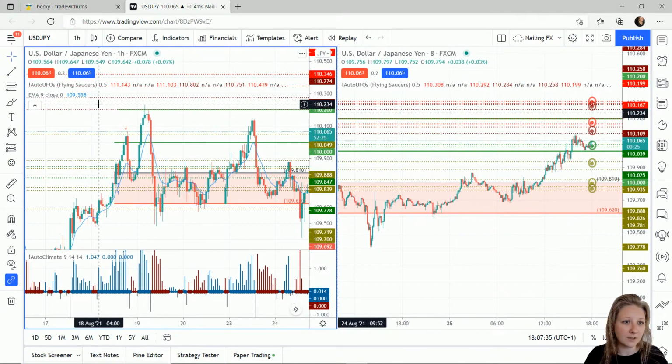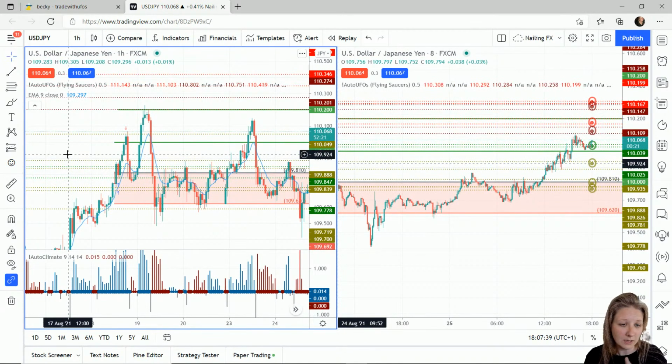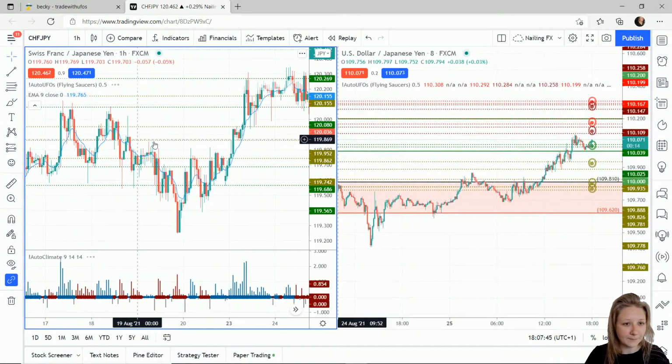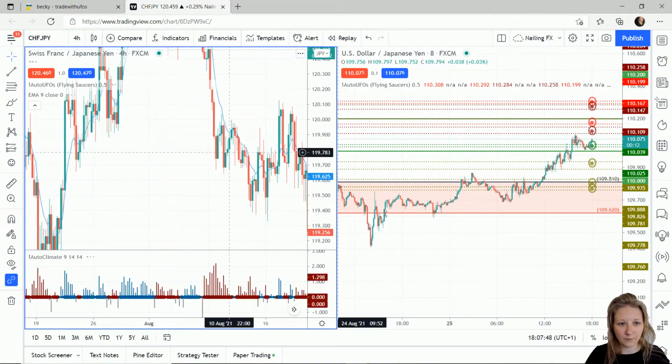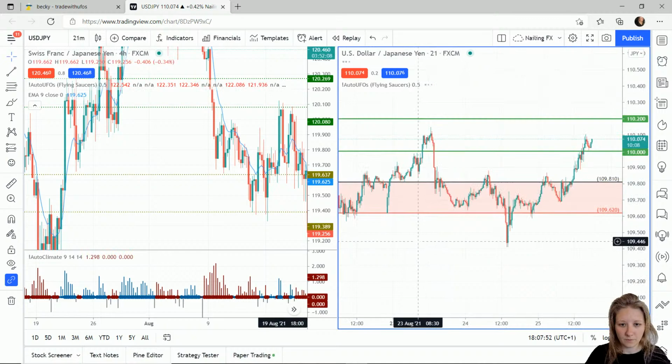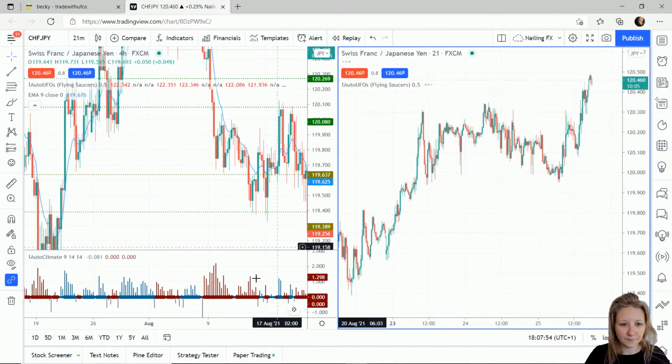So that was dollar Japanese yen that we put on last time. That was put on in our closed coaching session, and that there, like I said, would have been a full profit. We then had a Swiss franc Japanese yen, and we had 4 hour on that one and 21 minute on this one. Swiss franc Japanese yen.